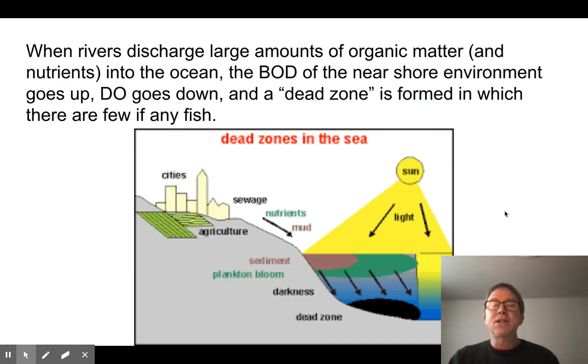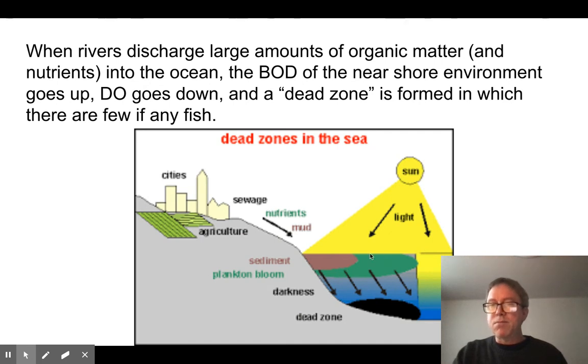Let's do it again. Okay, so dead zones are a result of eutrophication, but we can also talk about them in terms of biologic oxygen demand. So the idea here is rivers that are draining cities, which might have animal feces or municipal sewage discharge. We have agricultural discharge, which could include animal waste, but it could also include just nutrients from fertilizers. These things get carried into the ocean, and when they do, we've introduced all of these nutrients, so we're going to get a plankton bloom.